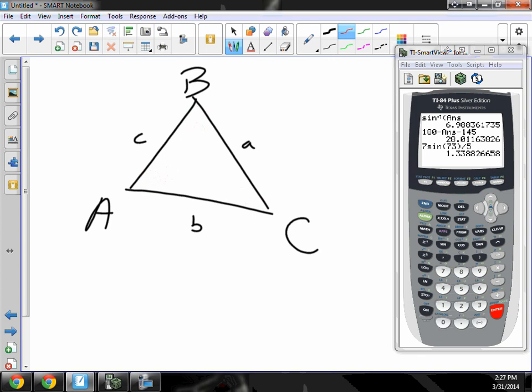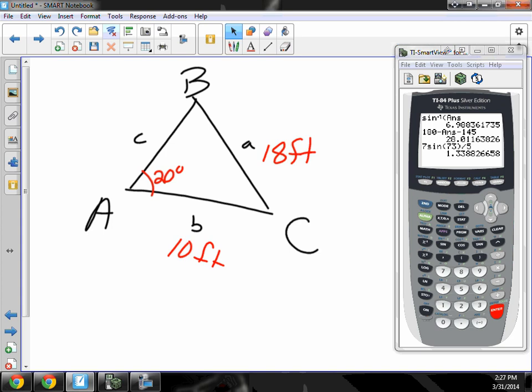So let's do a problem. I'll tell you that angle A is 20 degrees. Little b is 10 feet. Little a is 18 feet. Which angle can I solve for? I can solve for angle B. So I'm going to figure out this one. If this is a pivot problem, where is my pivot? C.